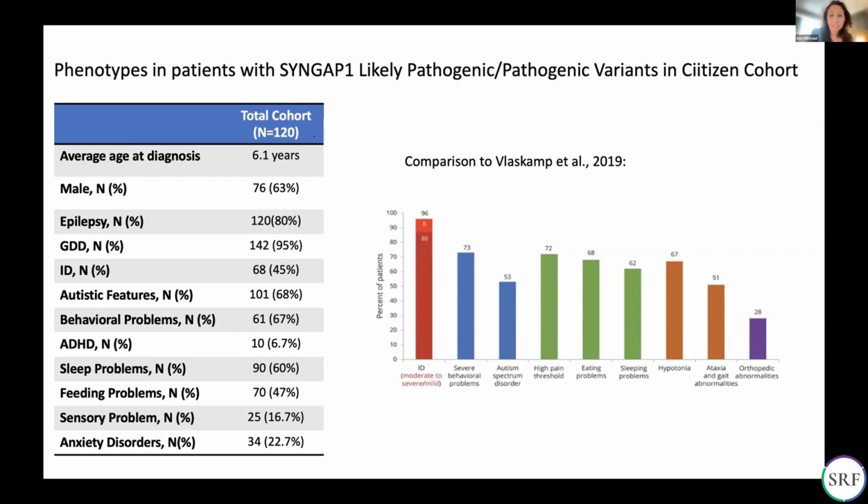And I will also say here that when we looked at the percent of those with these diagnoses in truncating or missense, intronic, or copy number variants and tried to compare across the different genotypes, there were no significant differences between the genotypes.